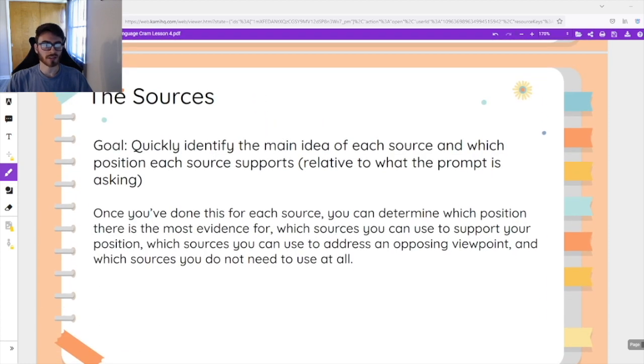So let's talk about the sources and how we want to approach the sources and deal with the sources. Your goal for this first read through or look through of the sources is to quickly identify the main idea of each source and which position each source supports relative to what the prompt is asking. So, for example, let's go with the self-driving cars example I've used a million times. The prompt wants you to choose a position on whether or not self-driving cars are worth investing in.